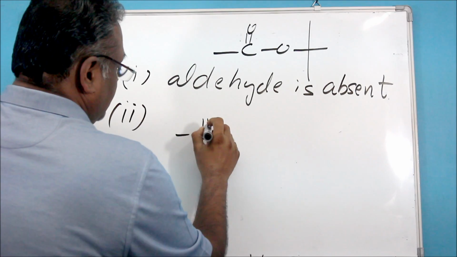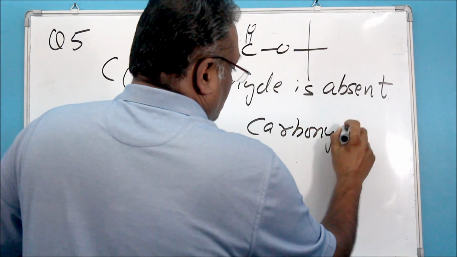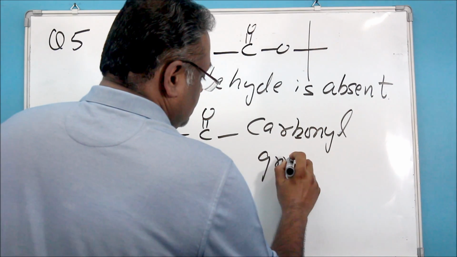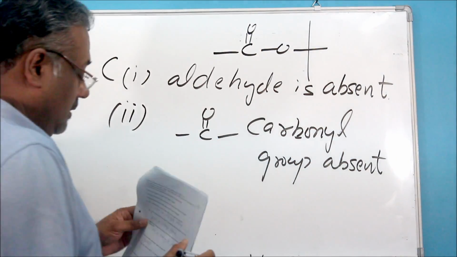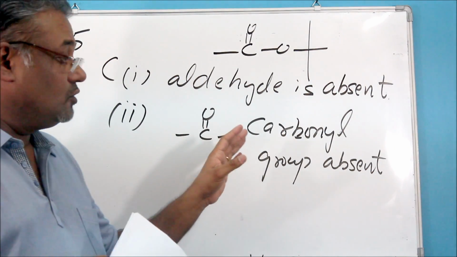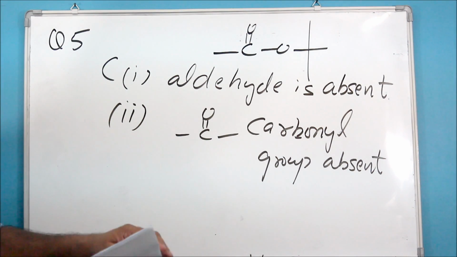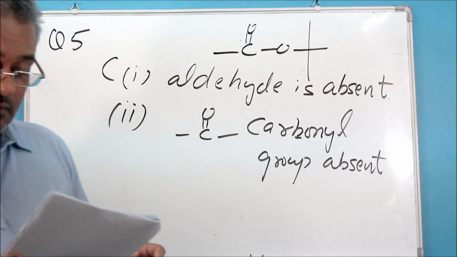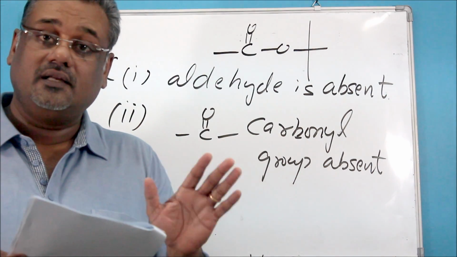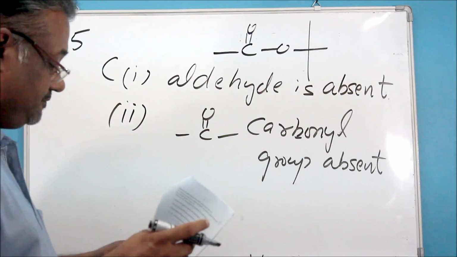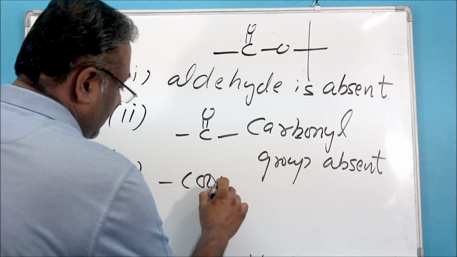So basically this, which is your carbonyl group, is absent. Good to know, 2,4-DNP is also called Brady's reagent. The third question asks what functional group you think is present because it reacts with sodium carbonate. Clearly it means there is a carboxylic acid. So the third question answer is carboxylic acid present.